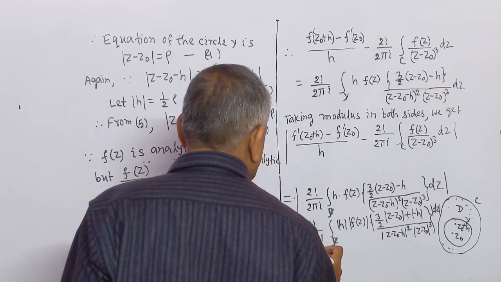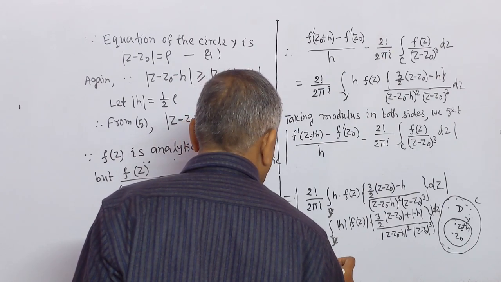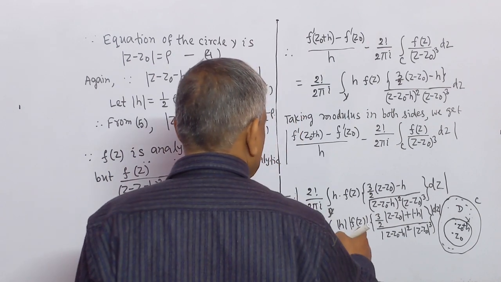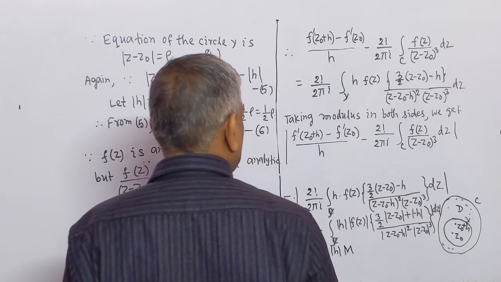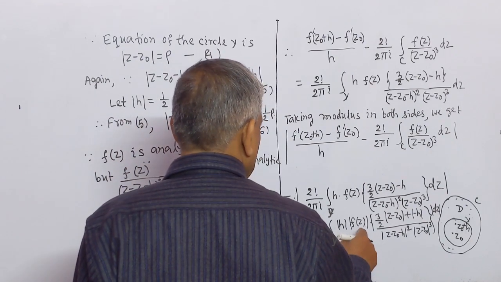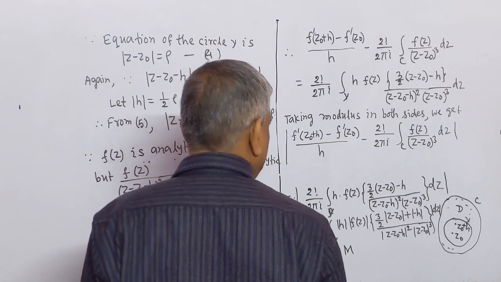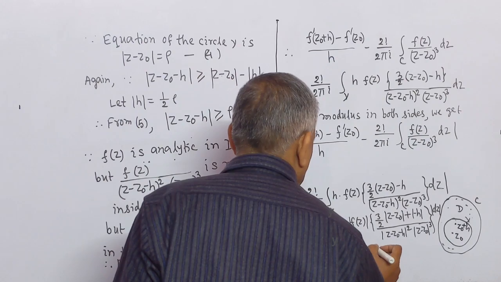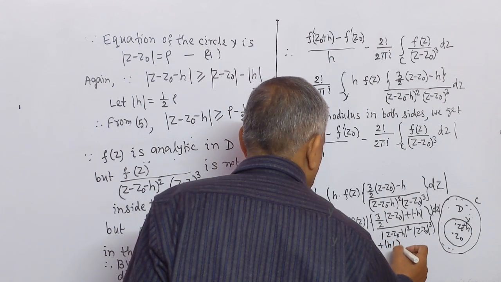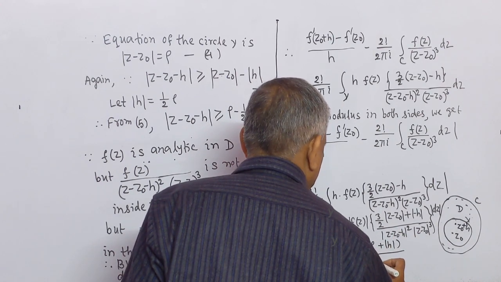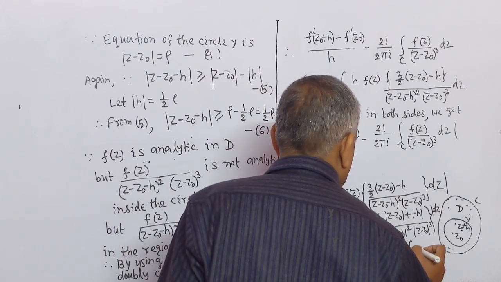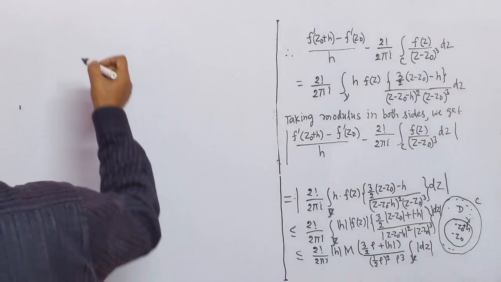This is less than or equal to (2 factorial)/(2πi) |h|, and |f(z)| is at most M, because f(z) is an analytic function, so it is bounded by a positive quantity M. Here 3/2 rho + |h|, over half rho squared, rho cube, and integration of |dz|.